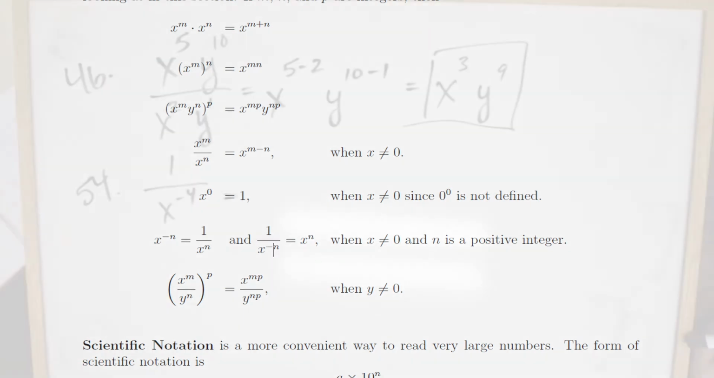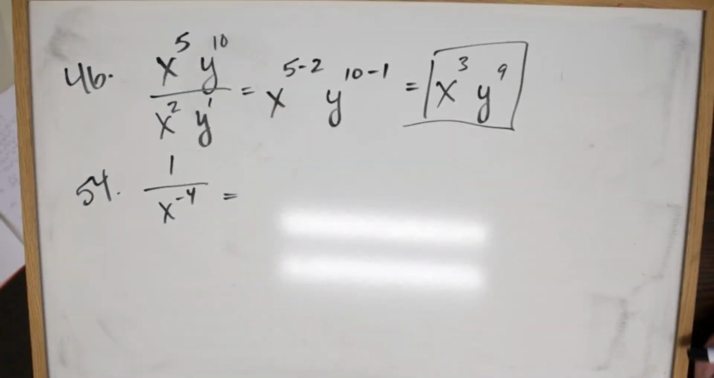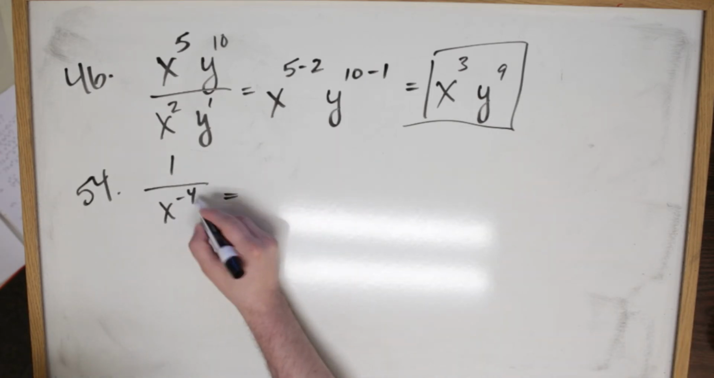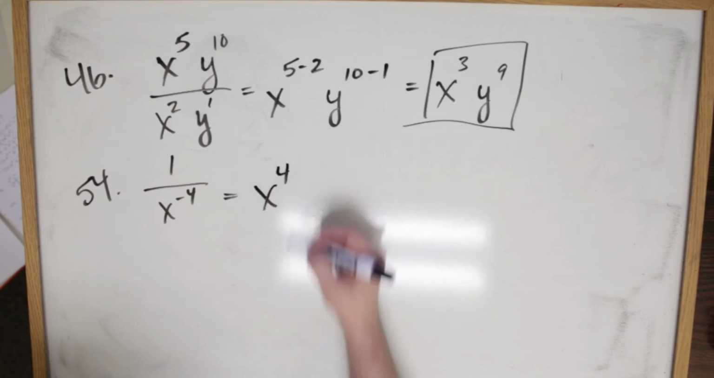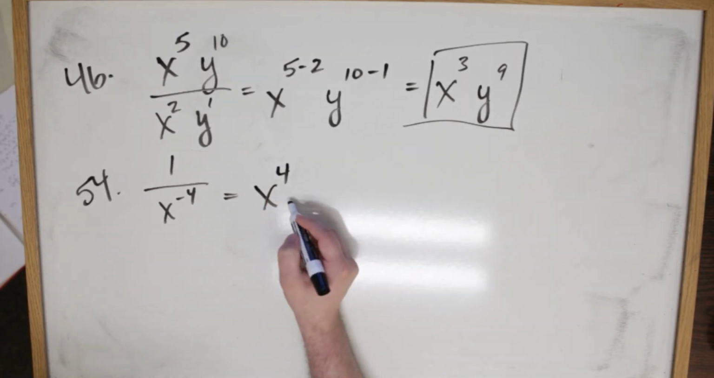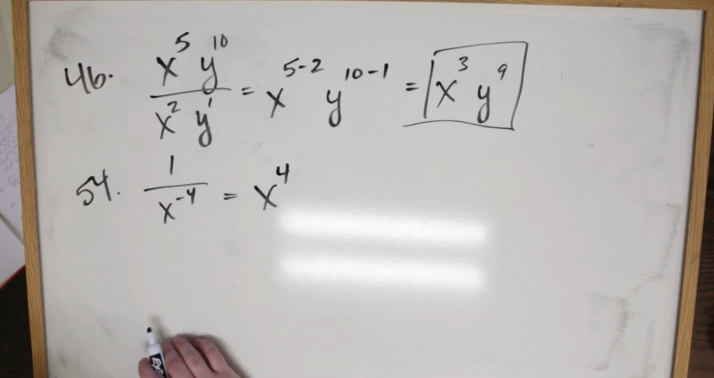Now, in this question, this is the same idea. We have x to the minus 4, which means that I negate the sign, and it just becomes x to the 4th. And that's literally it. It's just a one-step problem. Okay.